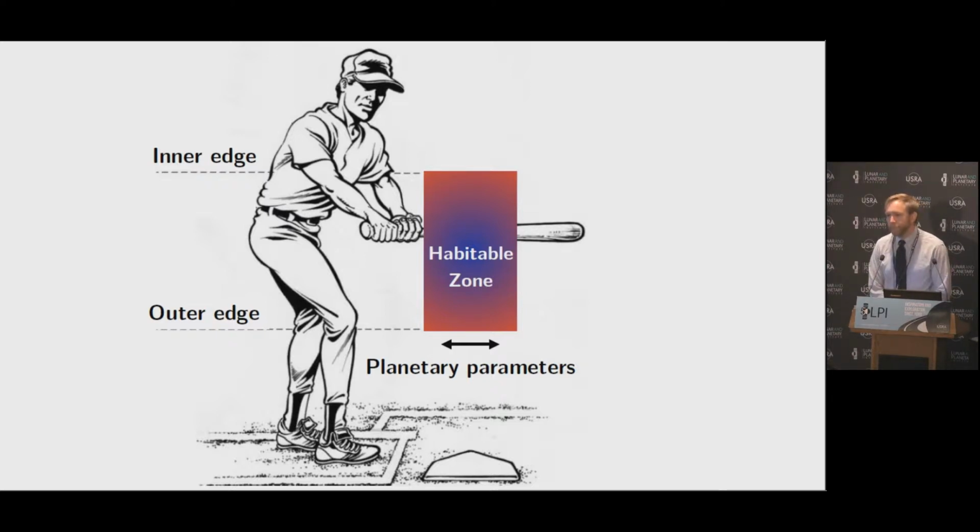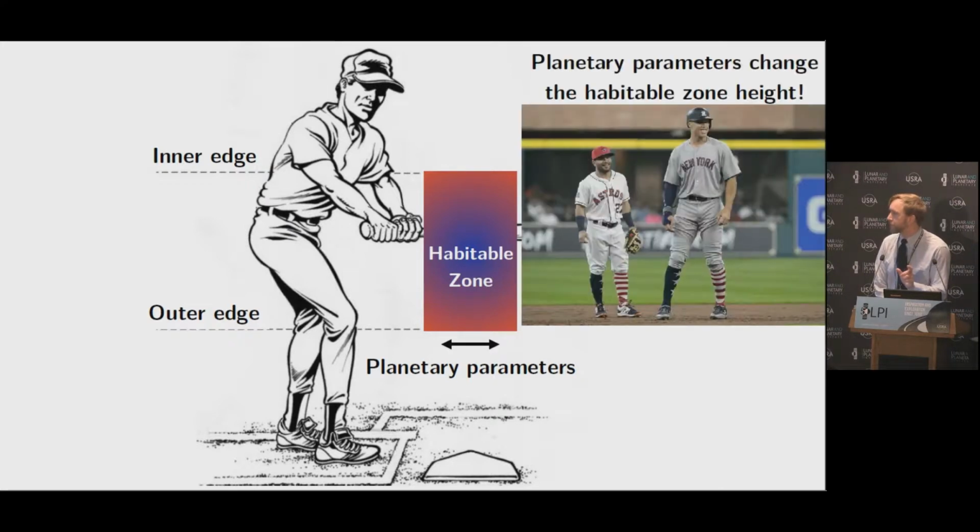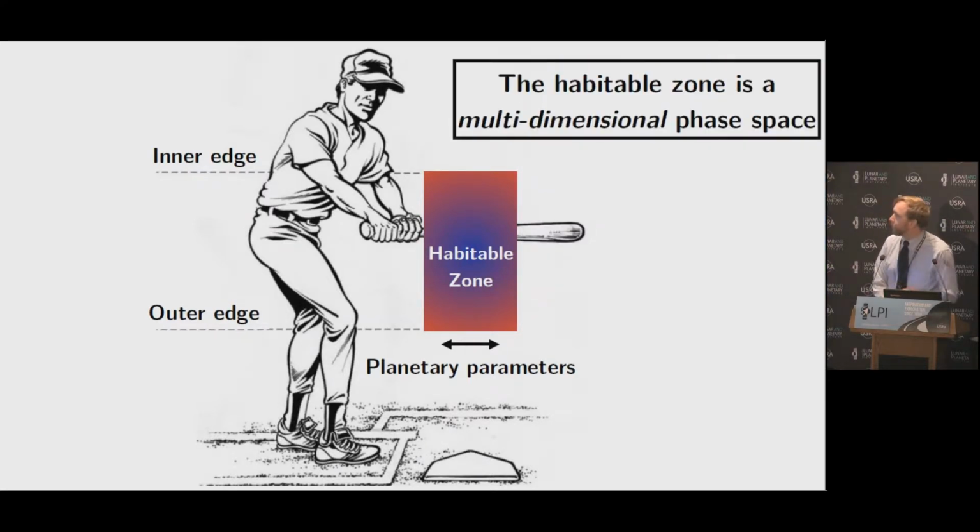But note that changing planetary parameters doesn't just have some fixed width, it also changes the height of the habitable zone. So just like different hitters have different strike zone heights, right? Changing the planetary parameter will change the width of the habitable zone. And I'll show you that a bit later. But the main takeaway from this introduction is, right, the habitable zone is a multi-dimensional phase space. It's not just incident stellar flux. It's a variety of planetary parameters that matter and determine the habitable zone.